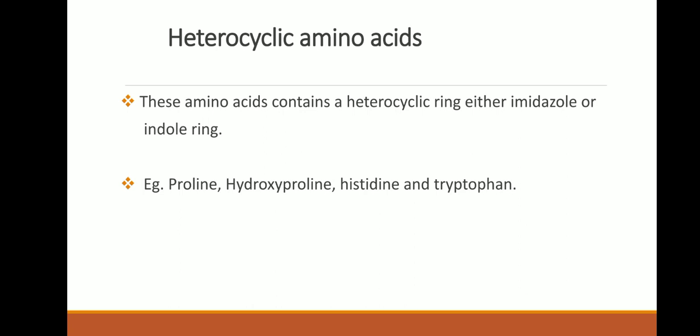These amino acids contain a heterocyclic ring, either imidazole ring or indole ring. Example, proline, hydroxyproline, histidine, tryptophan, etc. So these are the 3 types of amino acids based on the nature of R group or side chain.